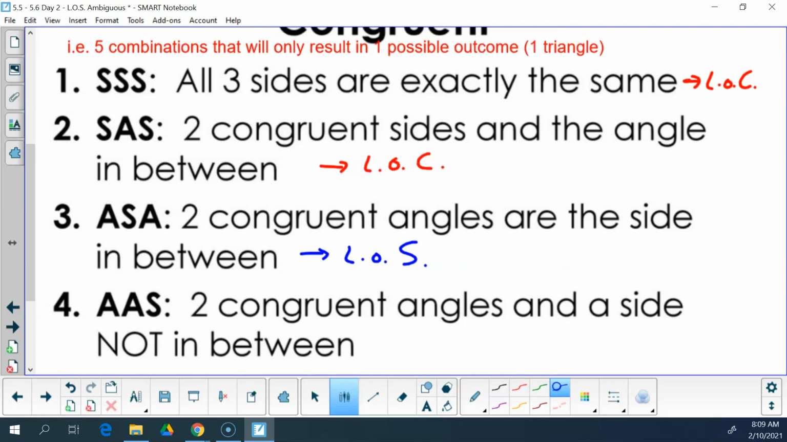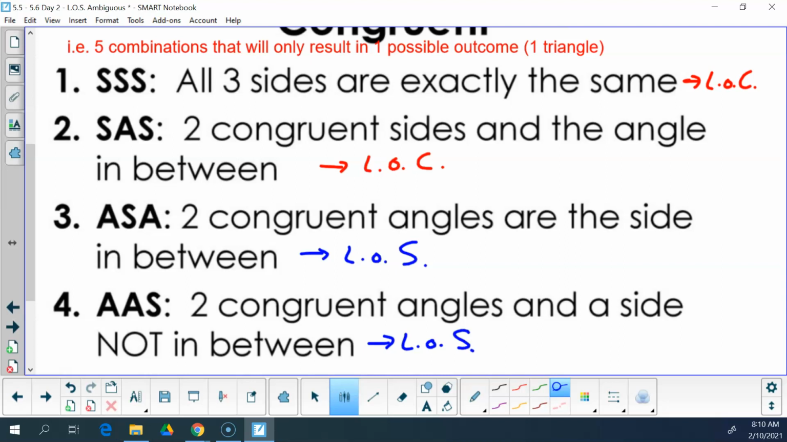Likewise with angle, angle, side. This is the law of sines case, because we can find that third angle using the triangle sum theorem. Then we have a complete fraction, and we can find the two missing sides. Okay? So those are the easy ones, because those all only produce one triangle.